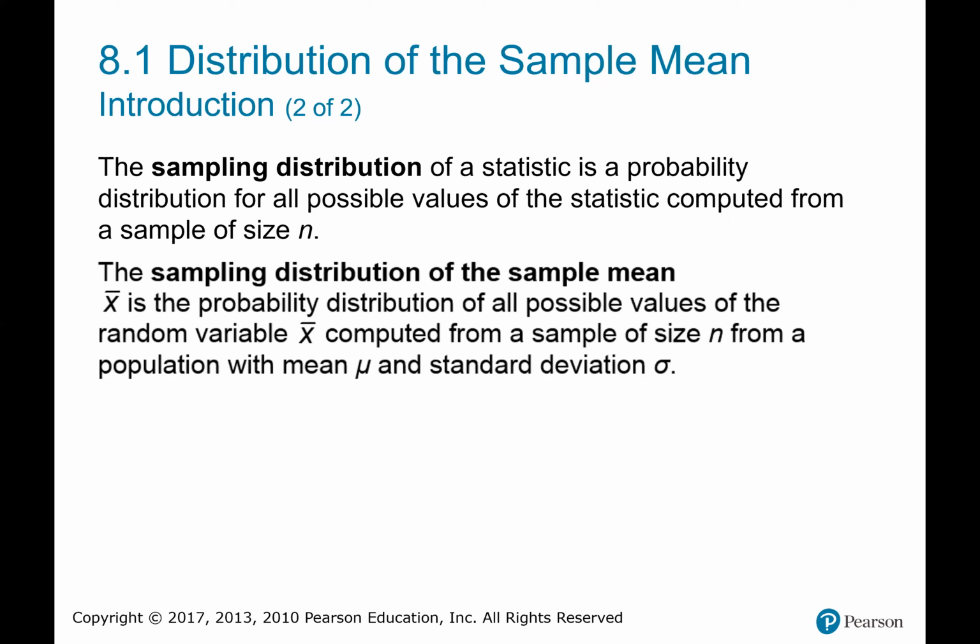The sampling distribution of a sample mean X bar is the probability distribution of all possible values of the random variable X bar computed from a sample of size n from a population with the mean mu and standard deviation sigma.